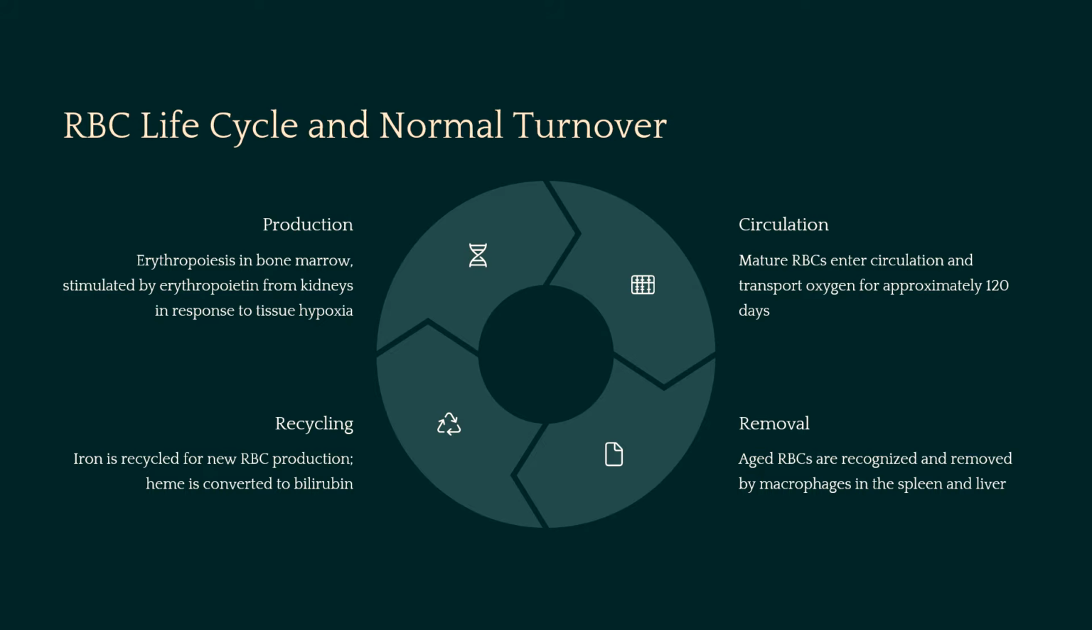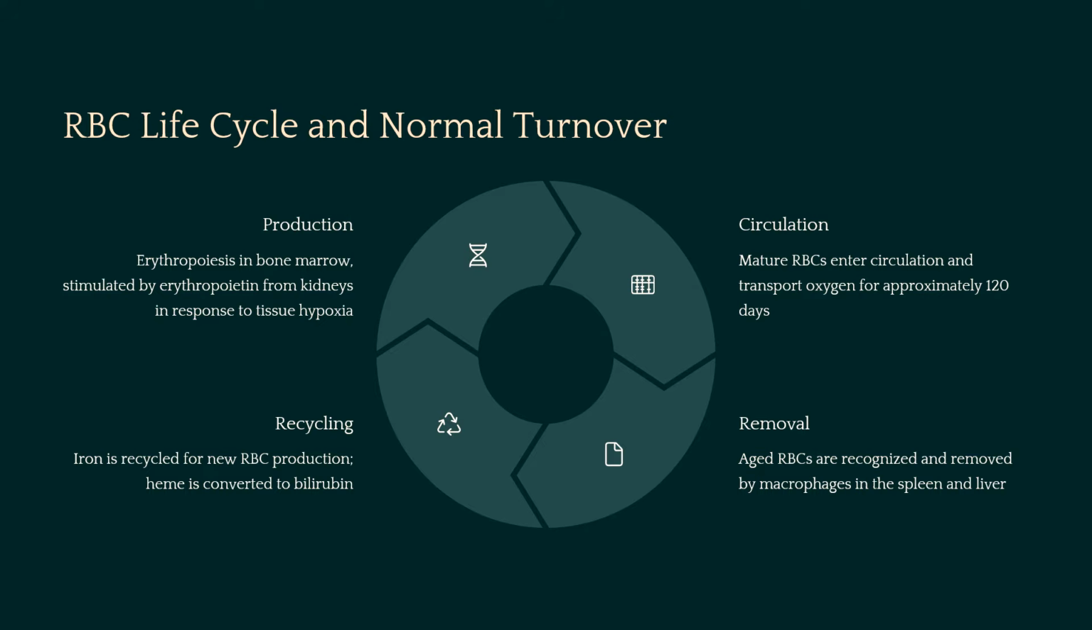The third step is removal. Now the aged RBCs are recognized and removed by macrophages in the spleen and the liver. Now, what are the macrophages? Macrophages are specific cells present in the spleen and the liver, which help in the destruction of the dead RBC. Not only dead RBCs, but other dead cells of our body are also removed by these macrophages.